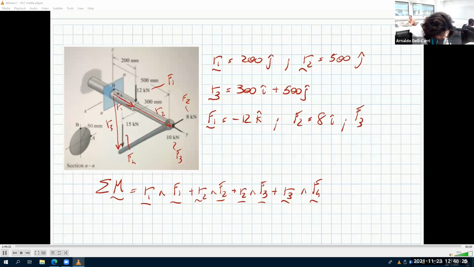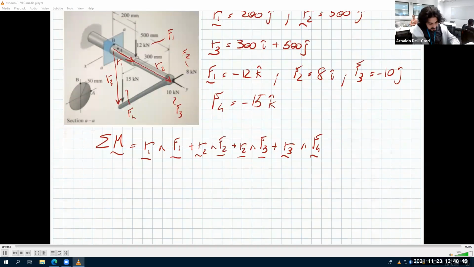F3, it's this one, which is minus 10j. And F4 is minus 15k. Okay, now we have these. You can just remember i, j, k. Remember this, and then you can do this.